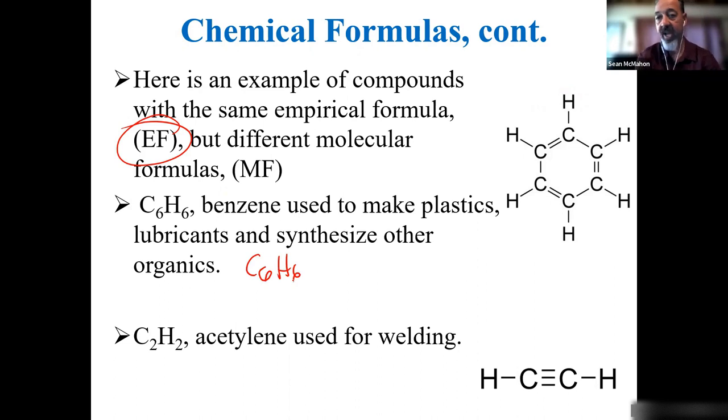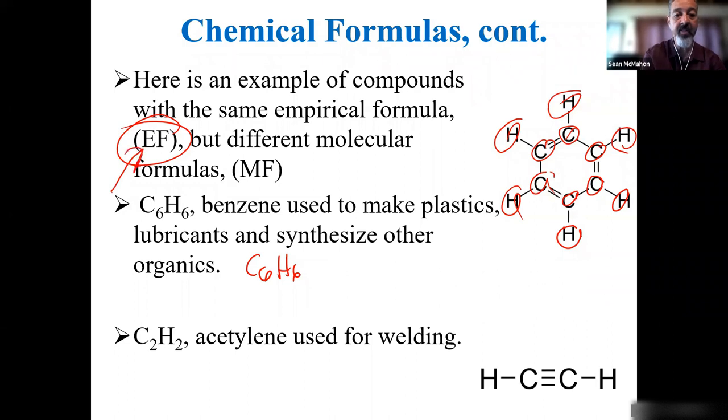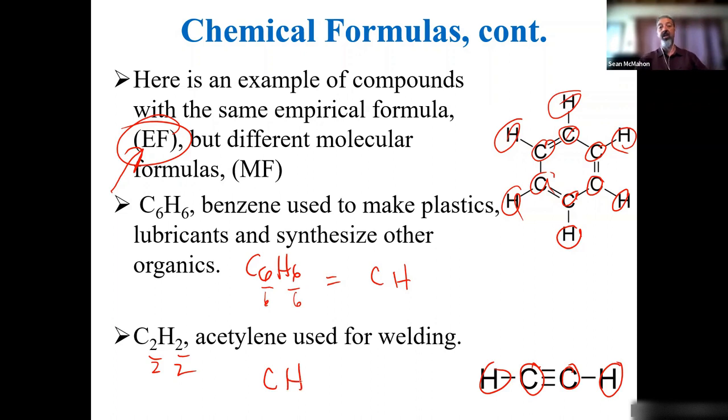C6H6. So I have 6 carbon atoms and 6 hydrogens. That's the molecule. But if I was to simplify it, the empirical formula, I would just divide this by 6, divide that by 6. It would be a 1-to-1 ratio. So it would be just CH for my empirical formula. This is my molecular formula. In the molecule of acetylene, there's 2 carbons to 2 hydrogens. But if I were to divide this by 2, the simplest ratio is CH.